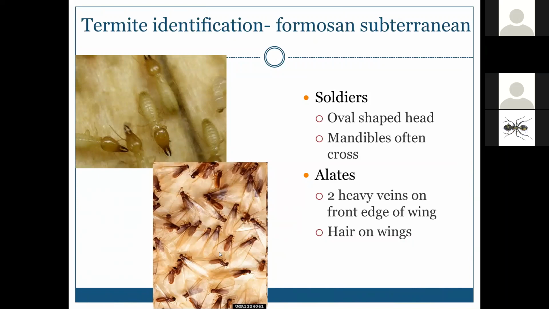So the alates here are going to look very similar. They also have two heavy veins on that front part of the wing, but these are going to have hairs on their wings, which you may not be able to see with the naked eye. It's kind of difficult to discern that. But if you have a good hand lens or certainly a microscope, then you're going to be able to see those hairs, and that will give you that identification.